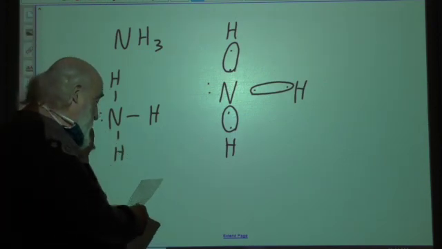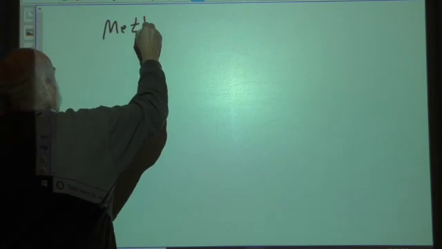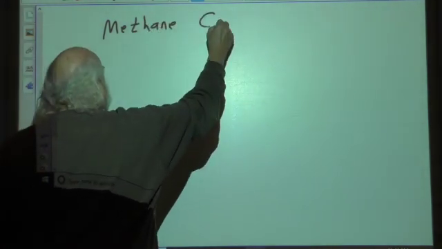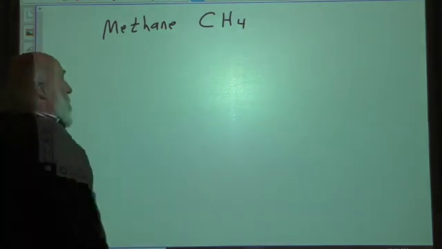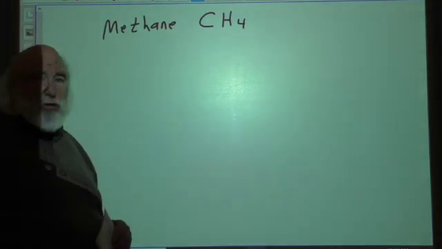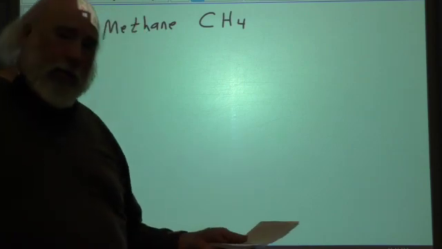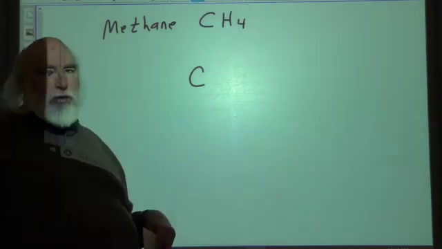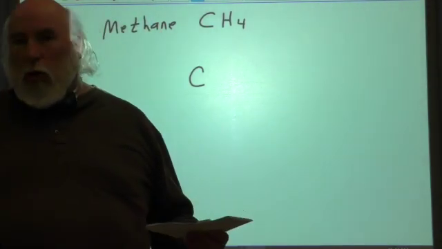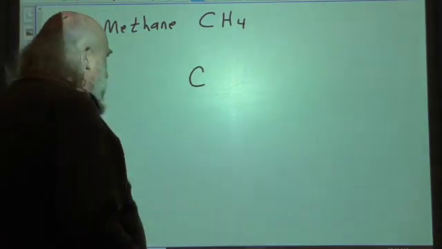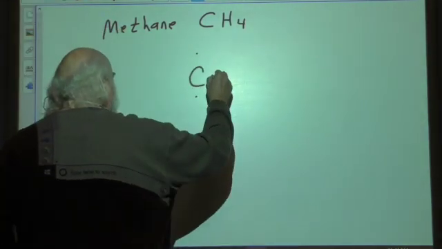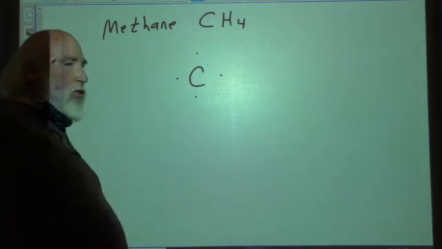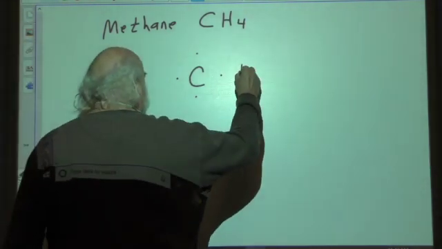Alright, let's do 2 more. Let's take a look at methane. So what's the central atom here? First element mentioned, carbon. And how many valence electrons does carbon have? Look for the A column number for carbon, and you see 4A, which is 4. So we put 4 valence electrons around in the north, south, east, west directions. And we put a hydrogen by each one.